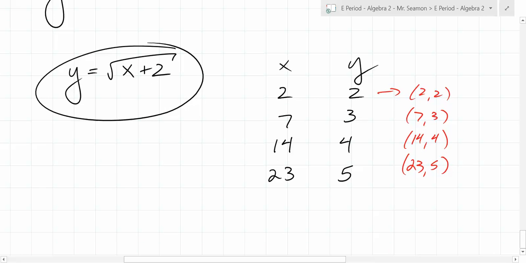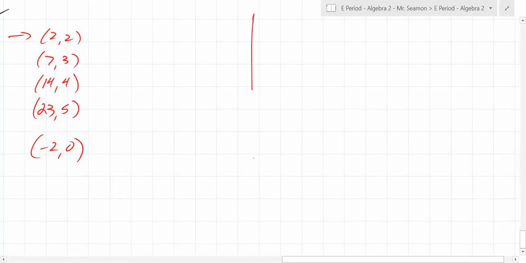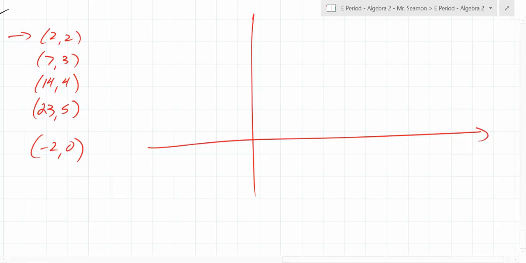I'm going to plug in one more point. Can I plug in -2? Yes, I can, because what's -2 plus 2? 0. So what point is that? -2, 0. So if I take these points, everybody, and I plot them, what happens?